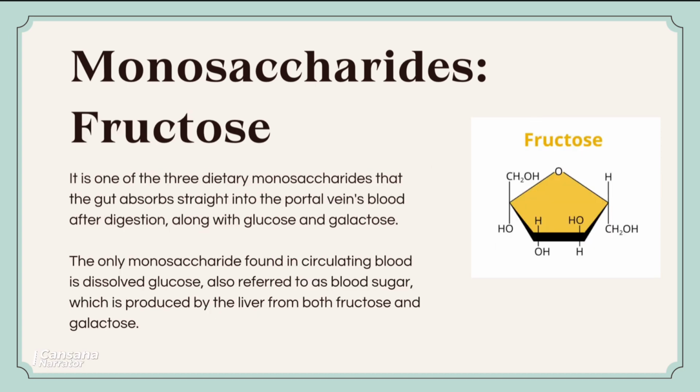Fructose. It is one of the 3 dietary monosaccharides that the gut absorbs straight into the portal vein's blood after digestion, along with glucose and galactose. The only monosaccharide found in circulating blood is dissolved glucose, also referred to as blood sugar, which is produced by the liver from both fructose and galactose.